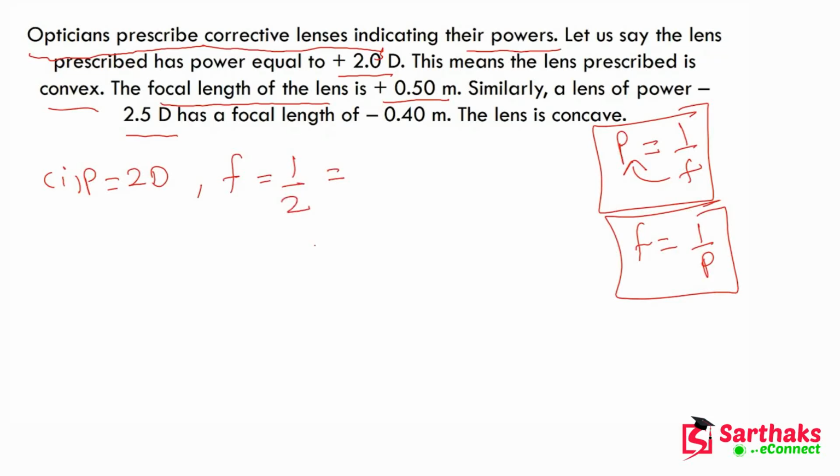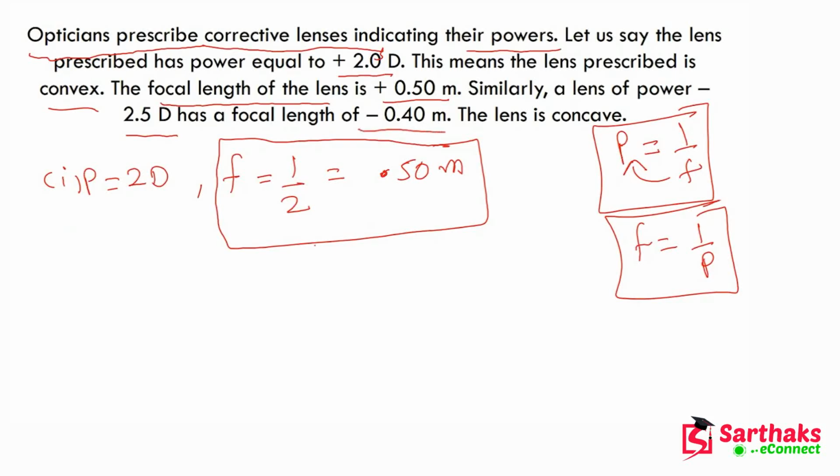So in this case, the focal length will become 0.50, and remember it will come in meters because when we calculated power, we put the value in meters. So the focal length will also come in meters. And the same thing happens here. The lens of power minus 2.5 diopter has a focal length of minus 0.50 meter. And here the lens is concave because the focal length is negative, so that's why the lens is a concave lens. So I hope guys you got my point.